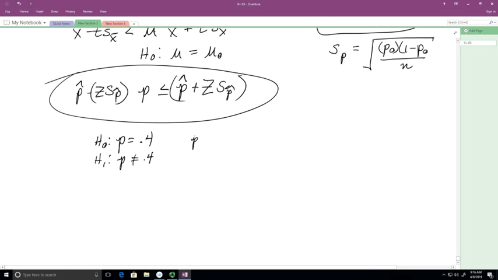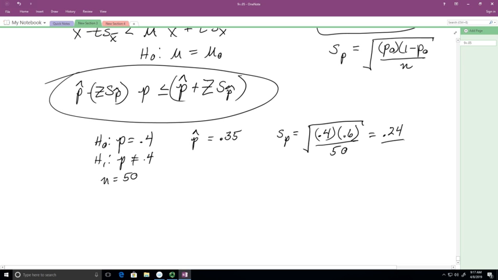If my sample proportion is 0.35, I went out and I got 35% who said yes, 65% said no. The standard error that has to be calculated is based on the hypothesis. Had 50 before, we'll do 50 again. So this is 0.24 divided by the square root of 50.